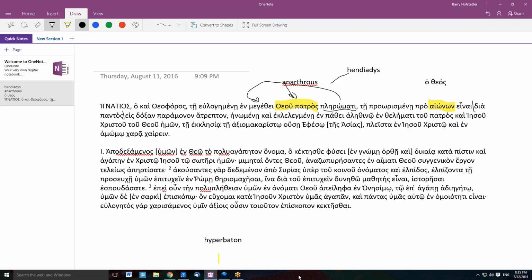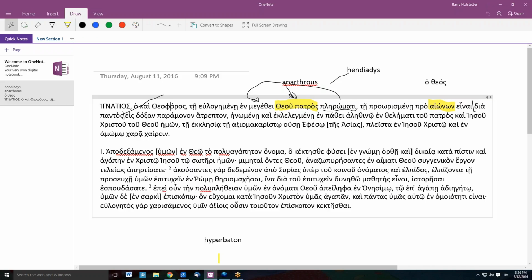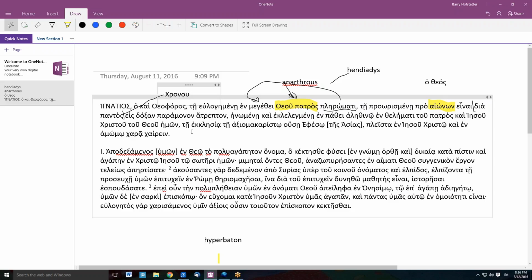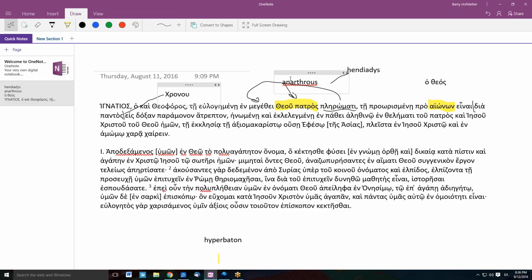All right? Some people say that they want to supply chronou with it, which would go... For all time? Yeah. So you put chronou, forget the accent. So through all time. But it can be understood even without that, just to mean continually. All right. So predestined before the ages to be through all or continually or through all time.